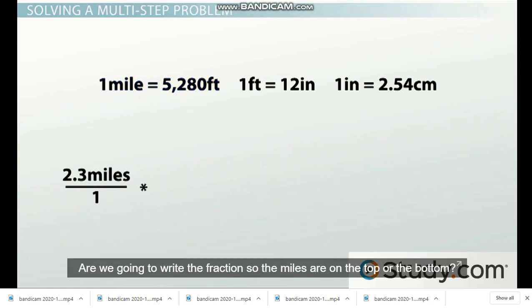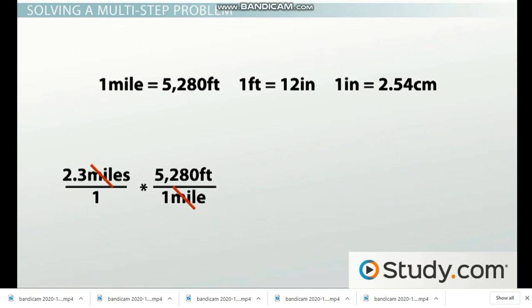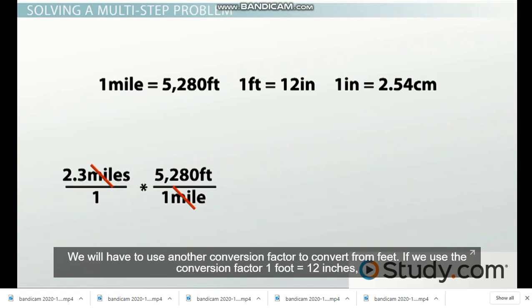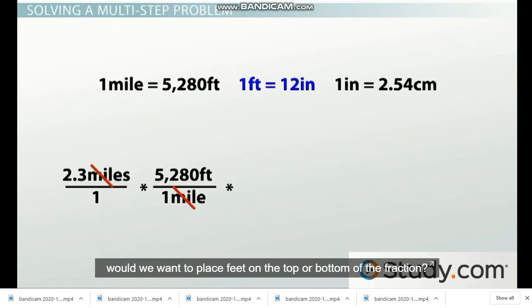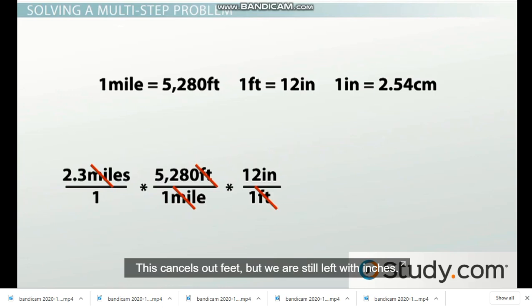Are we going to write the fraction so the miles are on the top or on the bottom? Miles should be on the bottom in this situation because we are trying to cancel out miles. Placing it this way allows us to cancel out miles, but the remaining unit is feet, which we don't want. We will have to use another conversion factor to convert from feet. If we use the conversion factor 1 foot equals 12 inches, would we want to place feet on the top or on the bottom of the fraction? In this situation, we would place it on the bottom. So we would multiply by 12 inches over 1 foot. This cancels out feet, but we are still left with inches.